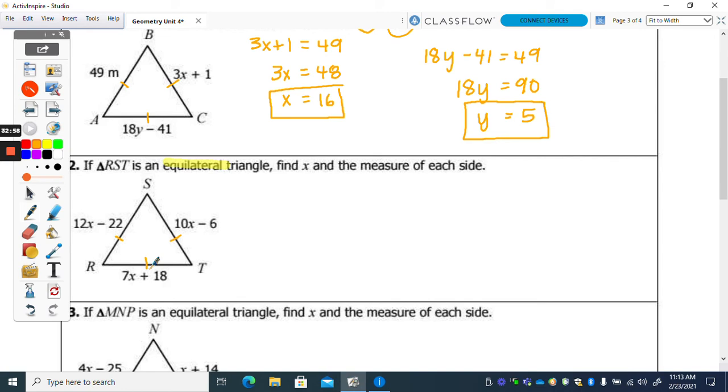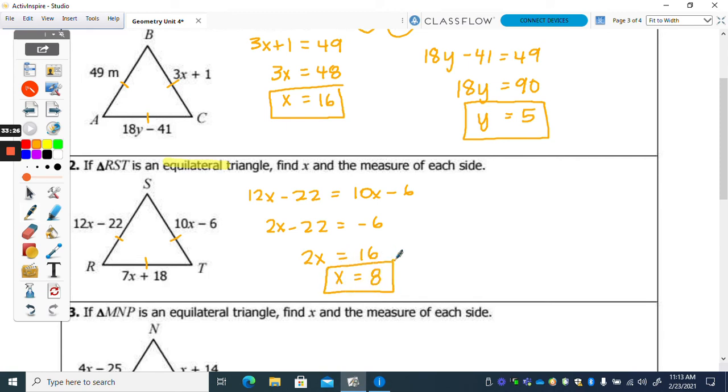So I'm just going to pick two that look easy to me. It doesn't matter which two you use, and set them equal to one another. 12x minus 22 is equal to 10x minus 6. Subtracting 10x, that gives me 2x minus 22 is equal to negative 6. And adding 22 on both sides, 2x is equal to 16. And x is equal to 8.